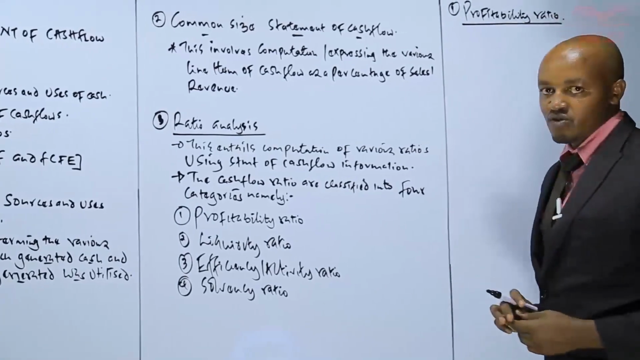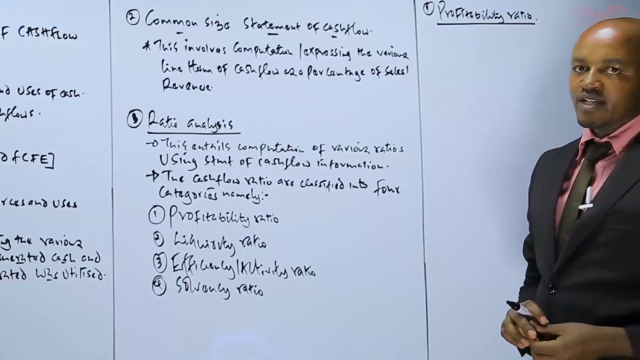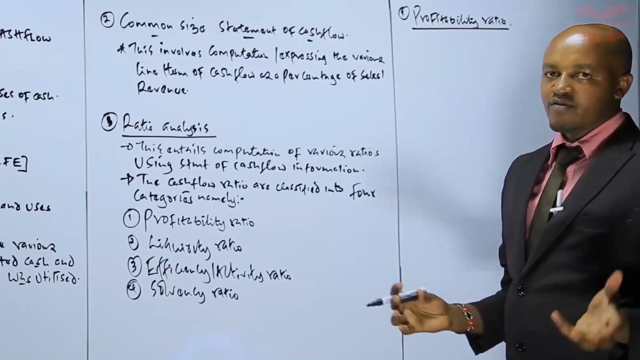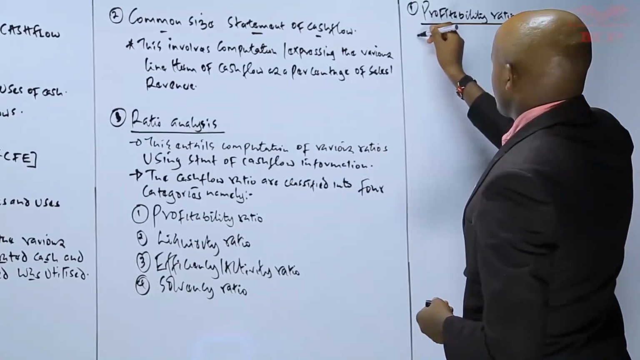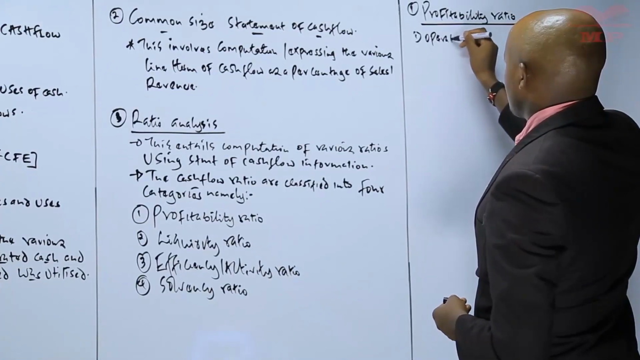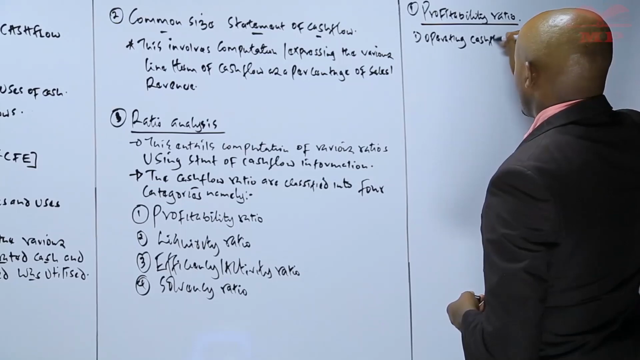Profitability ratios. First of all, what we have said is that these are those particular ratios which are computed basically to evaluate how well an entity performed in a given financial year. And these particular ratios, number one, include what we refer to as the operating cash flow ratio.